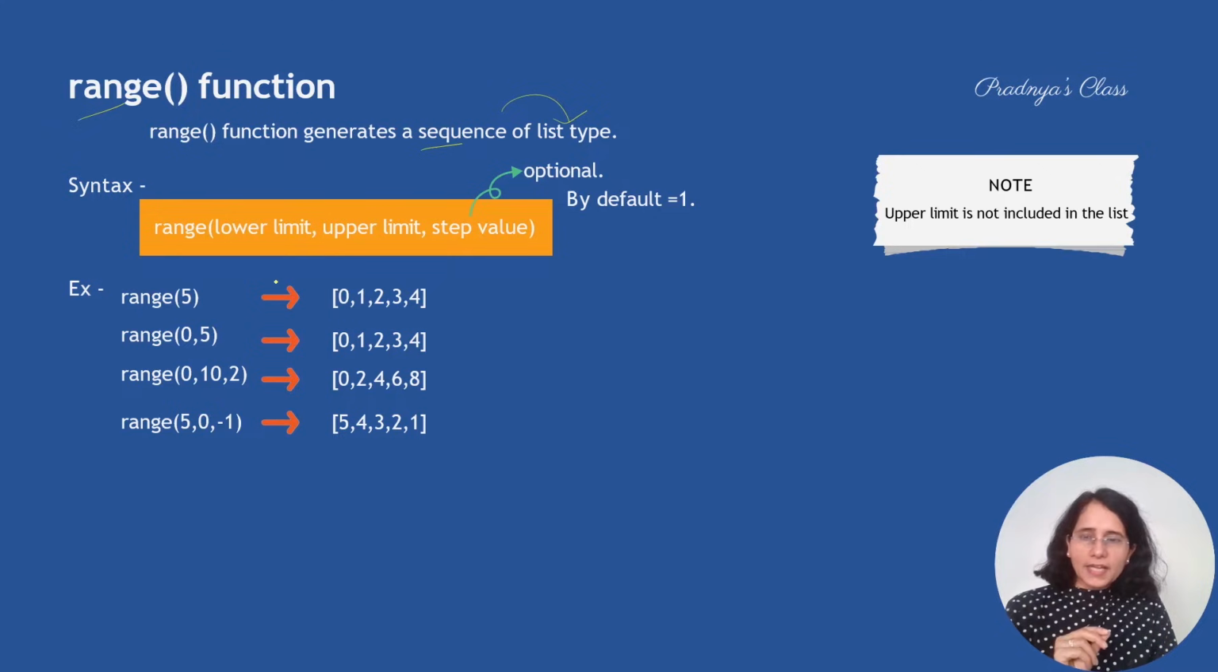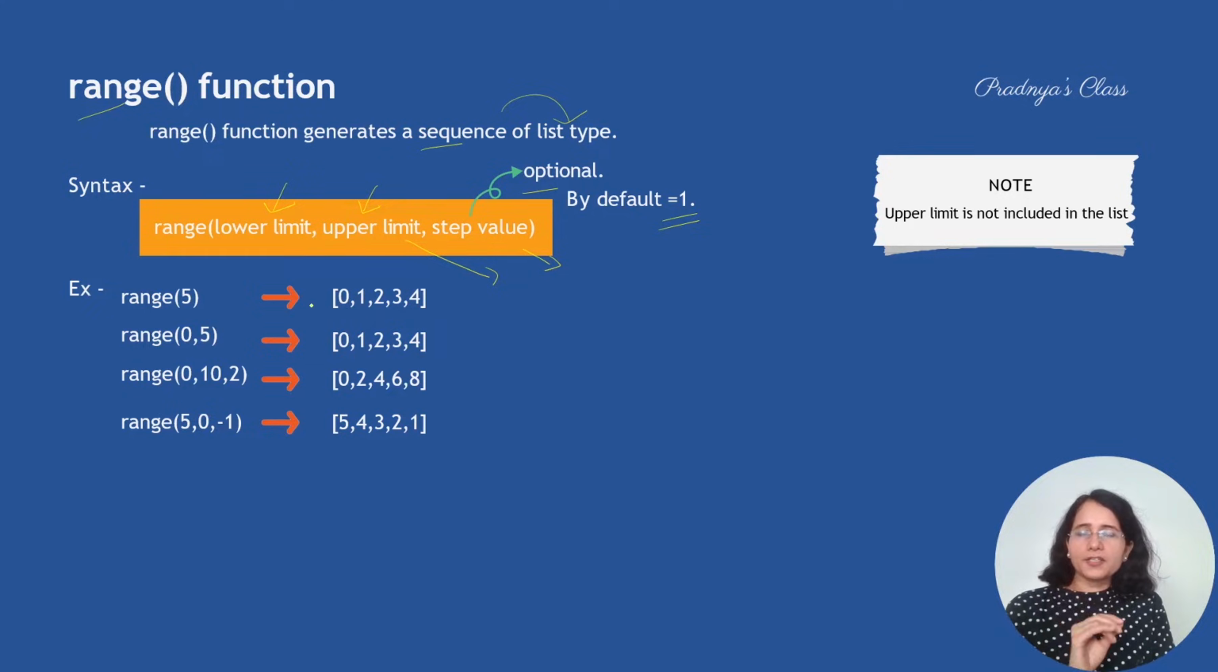So this is the syntax. First parameter is lower limit. From where you have to start, that you have to mention. Next we have to write the upper limit. In the list we will not include the upper limit. It will be one less than that number. And the step value means by how much value you have to increment the next value. It is optional and the default value is 1, means the next number will increment by 1 if you do not mention the step value.